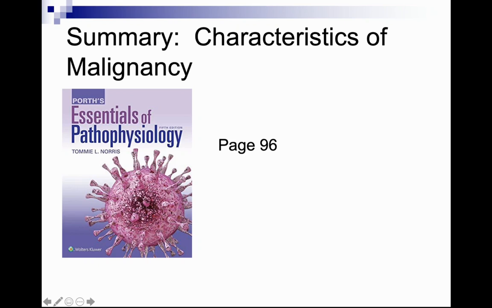And you can find a summary of the characteristics of malignancy on page 96 of your text. All right, let's take a break and we will be back for part 3.